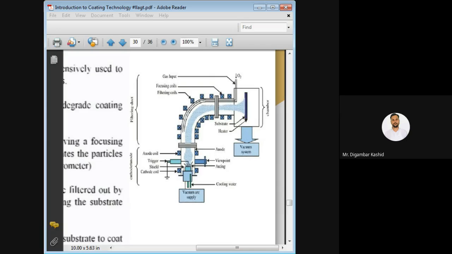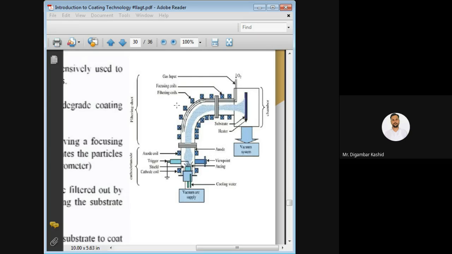Here, several kinds of filtering coils are used, which absorb the bigger particle size and only allow the smaller particle size to go further and fall on your substrate. So you can see the filtering coils. In this case, my filtering coils as well. Okay, they have shown.